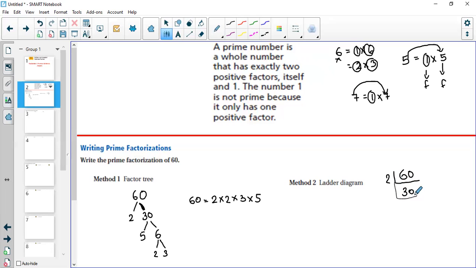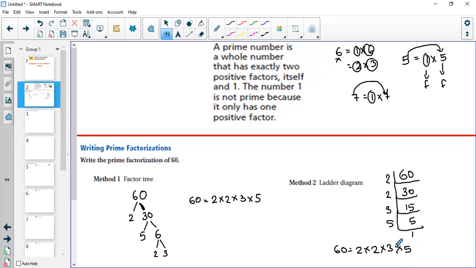Then again divide 30 by any number. Better if it is a prime number. So this will give me a 15. So again divide it, because 15 can still be divided by 3. So 3 5s will give me 15. Then finally I will divide it with 5, because 5 is a prime number. So again, to arrange it, I'm going to write it in that order. 2 multiplied by 2 multiplied by 3 multiplied by 5.